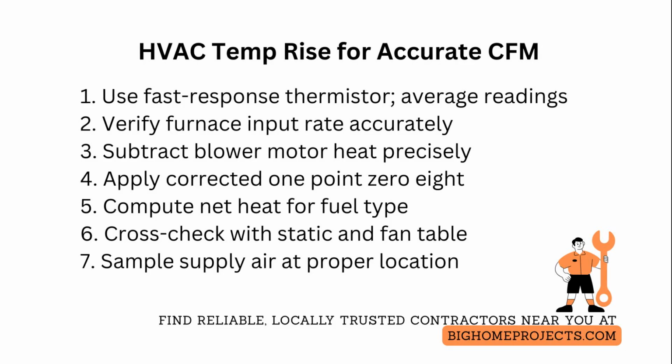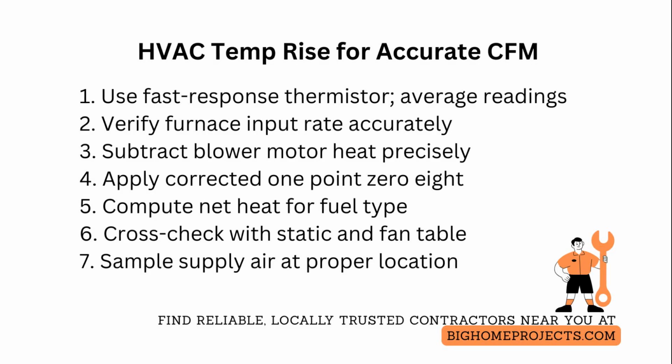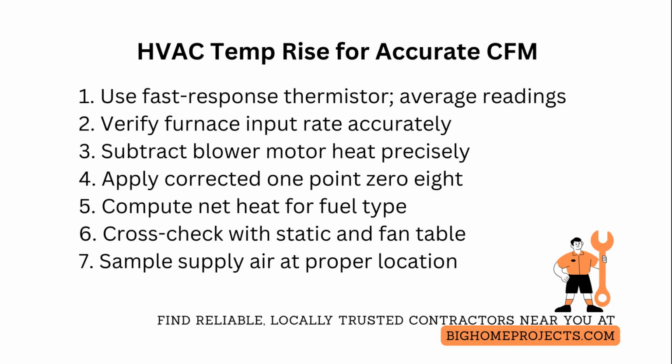Use the core formula. Airflow cubic feet per minute equals net heat to air divided by air heat content, where air heat content equals 1.08 times temperature differential for sea level dry air. Correct the 1.08 constant for altitude and humidity using density correction.